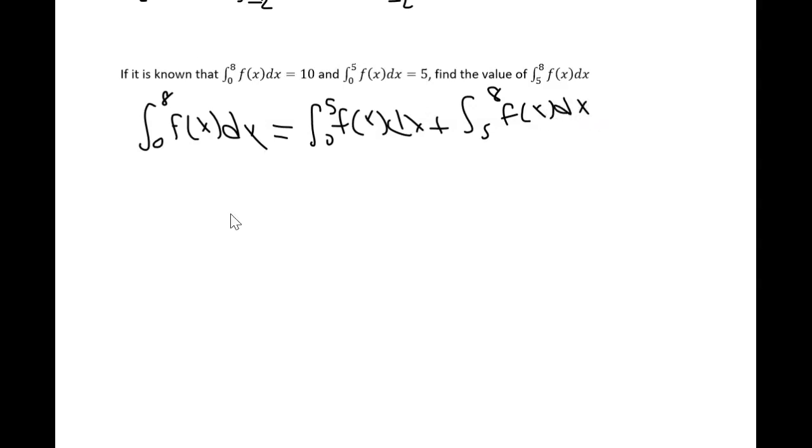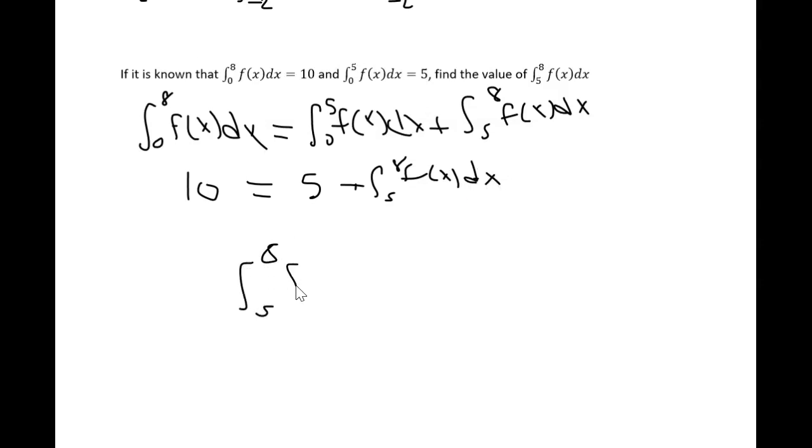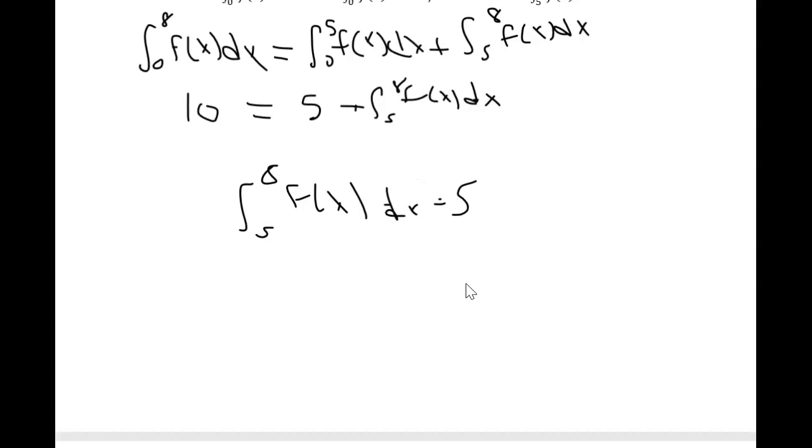And then we can do some substitution. So we know this one is 10, this one is 5, and this one is the point of the problem, so we're going to rewrite it. And then we find out the solution: the integral from 5 to 8 of f of x dx must be equal to 5. So this is how we find an integration without our calculator, just using the properties.